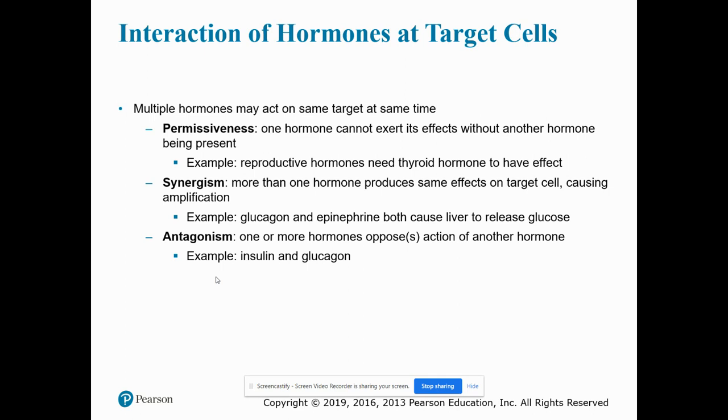And then we have antagonism. This is when one or more hormones oppose the action of another hormone. Insulin and glucagon. Insulin causes cells to take up glucose, lowering blood glucose levels. Glucagon, as I said earlier, causes the liver to release glucose, which is going to increase blood glucose levels. So they're opposing.